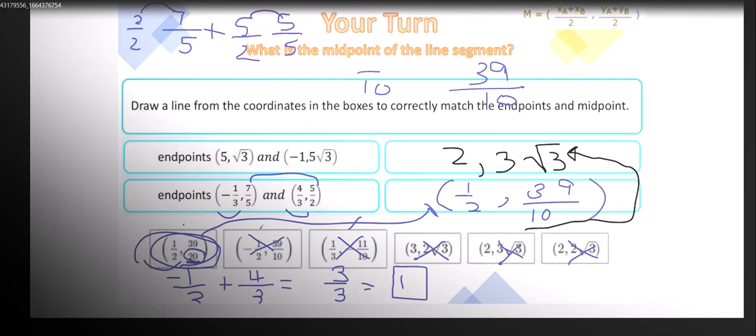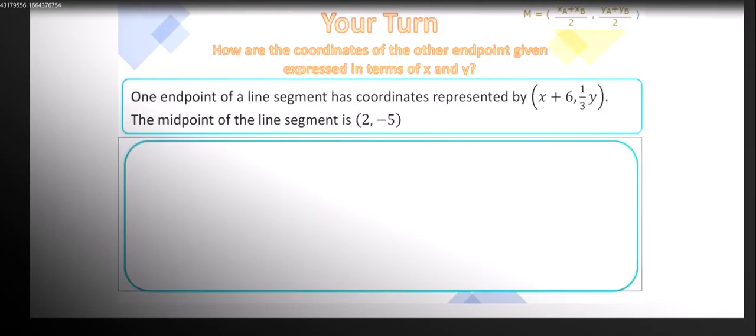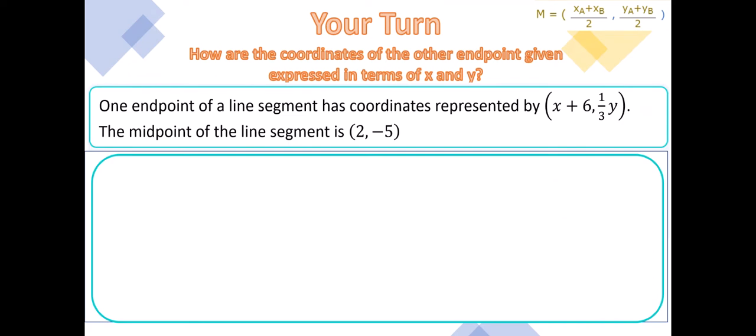Okay, we have one more, and then we're going to do the drawing. All right, for this question, it says, how are the coordinates of the other endpoint given expressed in terms of x and y? So we're extending or pushing you a little bit to work with numbers that are other than just simple whole numbers. We've already dealt with fractions, now we're dealing with expressions. So take your time and watch this example.